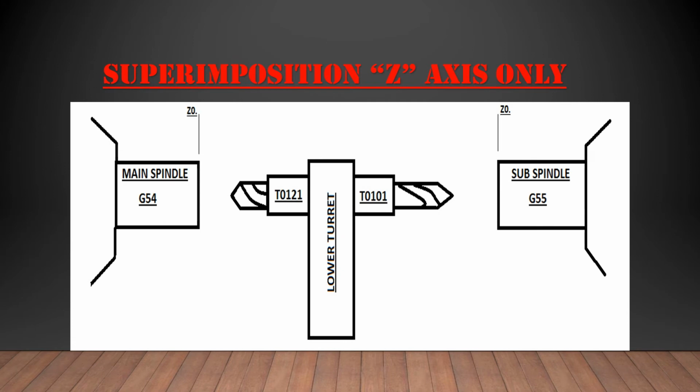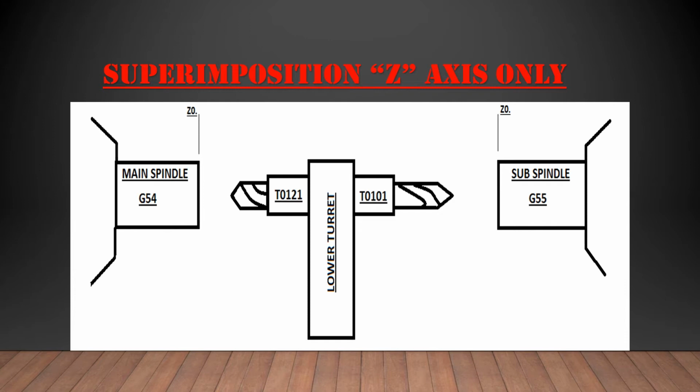So let's walk before we run. Here's superimposition using the Z-axis only. For this example, we're going to drill on the main spindle with the lower turret, channel 2, and on the back side of that holder, we're going to drill simultaneous with the subspindle.